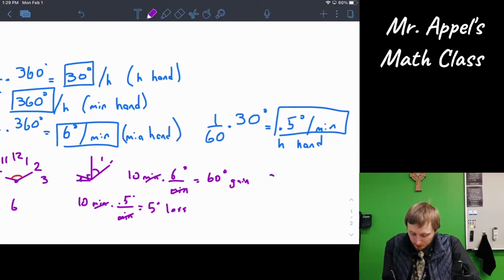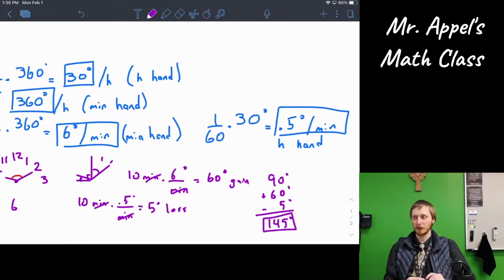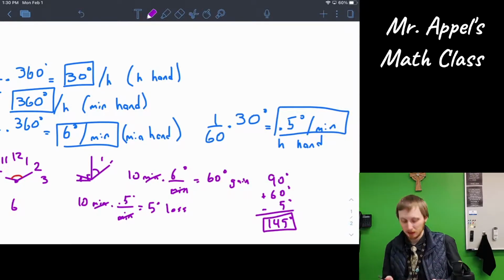So we go from 90 degrees at 9 o'clock plus 60 degrees for 10 minutes minus 5 degree loss from the hour hand also moving 10 minutes. And so 90 plus 60 is 150, minus 5 is 145 degrees. Not too shabby, right? How about the other one?